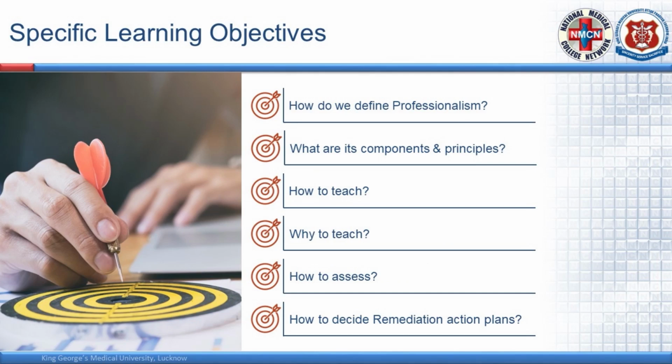So the specific learning objectives in the next 20 minutes will be: I shall be covering how do we define professionalism, what are its components, how to teach it, why to teach it. Then, once you teach, how do you assess that students have learned it and understood it? And then, if somebody does an act of unprofessionalism, what are the remediation action plans? How do you sort it out?